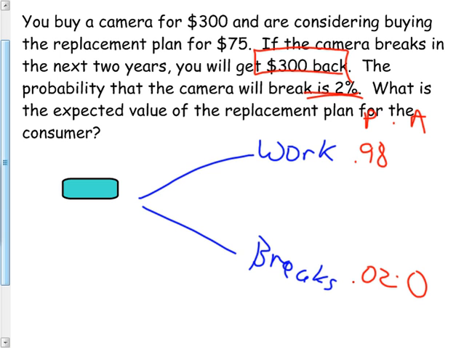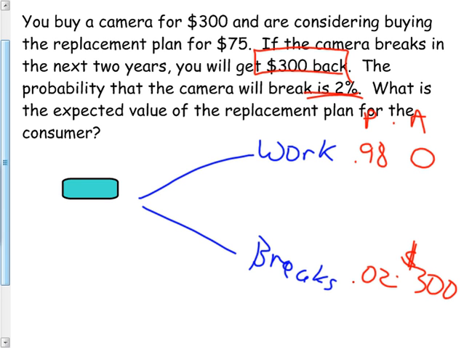Is that happening backwards? Yeah. Sorry about that. If it works, I get nothing. Sorry. If it breaks, I get $300. In the real world, they actually just repair it if it breaks, which is a smart deal for them, because they don't want to have to give you your money back. They just want to fix it, because they can fix it fairly cheap.